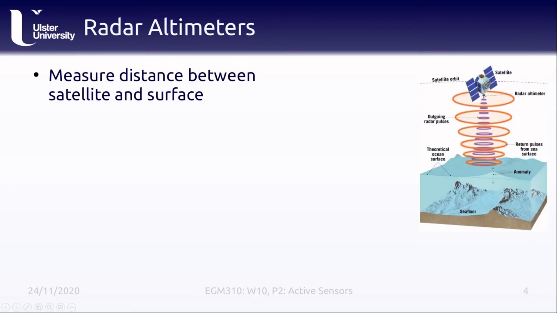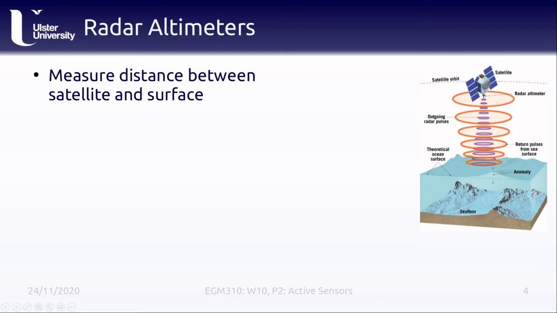One widely used application of radar in remote sensing is what is known as altimeters. As the name might suggest, an altimeter measures the distance between the satellite and the Earth's surface, which tells us about the altitude of the surface.